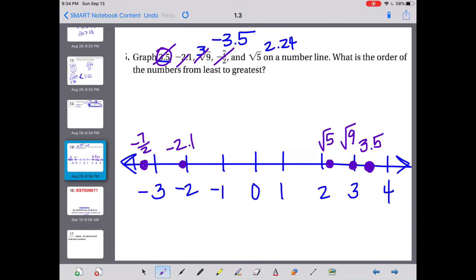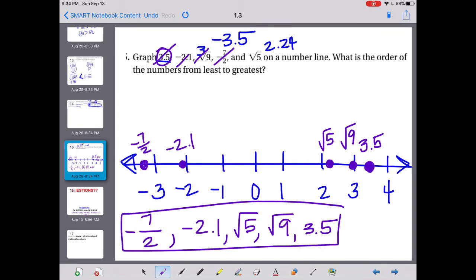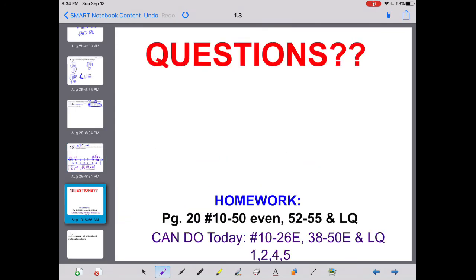Done. Once they're on a number line, they are already in order from least to greatest. So now you can just write them out to answer their final question. We have negative 7 over 2, negative 2.1, square root of 5, square root of 9, and 3.5 from least to greatest. Okay, this is a 2-day lesson, so this is your full assignment.